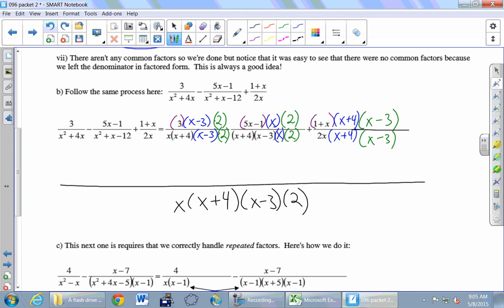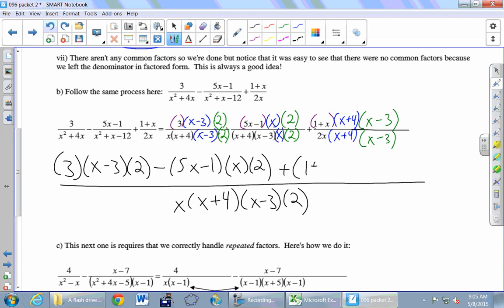And then I'm going to copy my numerators, separated by first a subtraction and then an addition. So lots of copying in this problem. First denominator and then subtract, right? Because that's subtract the second fraction. What's the next symbol after the second fraction? Addition. And then I'm copying here. Any questions on that step?